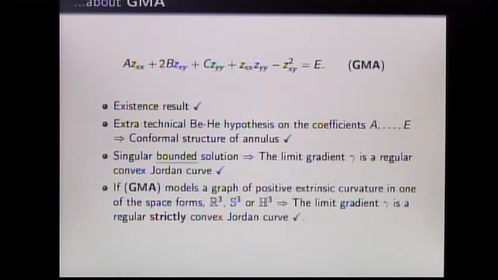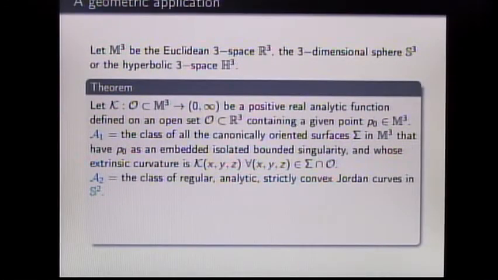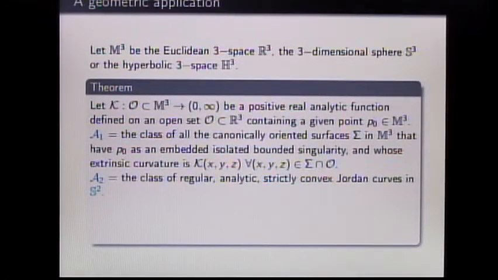Well, just to finish, let me present to you how we can write the geometric application of these final comments. Suppose that you have N3, the Euclidean space, the three-sphere, or the hyperbolic space, okay? Suppose that you have a domain in one of these three ambients, and you consider an analytic positive function k defined in this domain, and you fix a point inside this domain, P0, okay? You call A1 the class of all the canonically oriented, just to fix an orientation, surfaces in this domain with this value of the extrinsic curvature. The extrinsic curvature more or less measures how the surface is bent in this ambient. Okay? You consider the class of all the surfaces with this value k you have fixed for the curvature and with a puncture at this point P0 you have fixed.